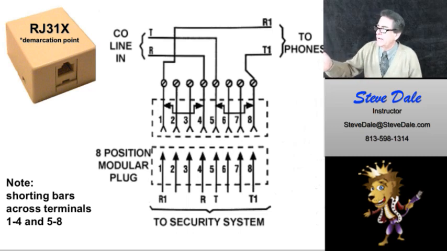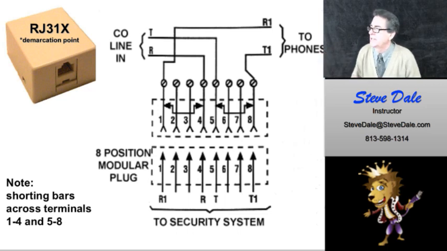So basically, in your situation here, you've got the CO lines coming in. That's the central office lines from the telephone company. T and R is tip and ring. That's where you have your dial tone, your 2000 cycle tone on there. It goes to the RJ jack on pin numbers 4 and 5. It goes through that jack to the security or fire alarm system on pins 4 and 5. Then it comes out on pins 1 and 8, and then it goes to the house phones.